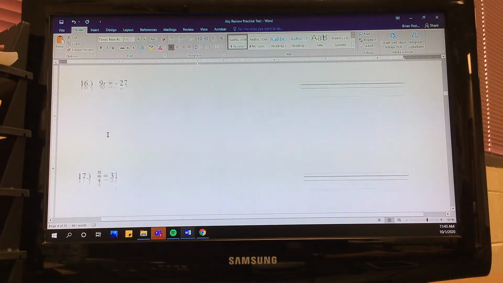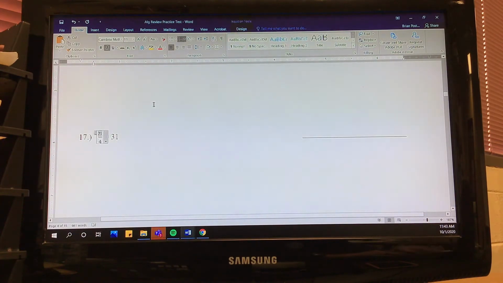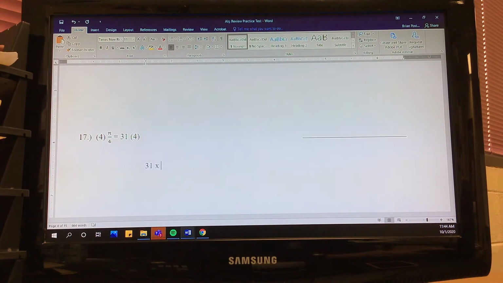Same over here, divided by 9. All right, we're going to do the opposite of dividing by 4. We're going to multiply, different ways to write it, multiply both sides by 4. Multiply that side by 4, this side by 4. These 4s cancel out. It's 31 times 4.